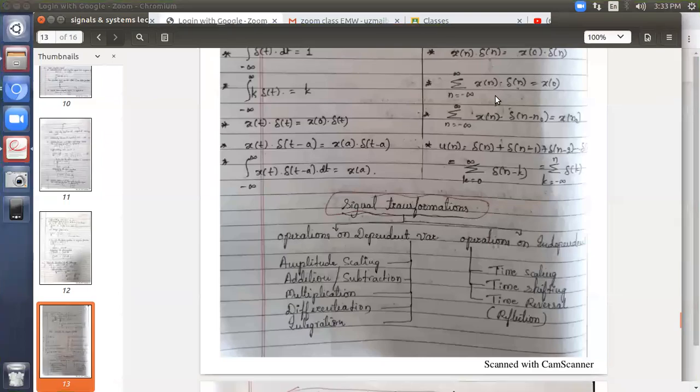Good afternoon, everyone. Let us continue the discussion regarding the signals. In the previous section, we have completed all the elementary signals. Now, quickly tell me how many elementary signals we have studied.